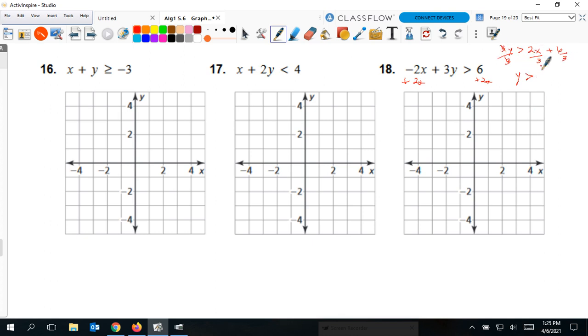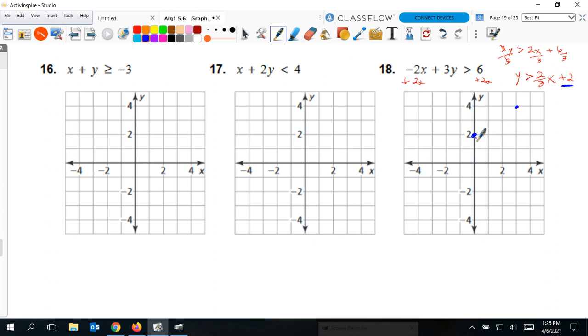Now we have a 2/3 is the fraction. 2/3 x, and then 6 divided by 3 is 2, so 2 is there. So this is our y-intercept right here, 2. We're going to plot that down first on the y-axis. And then our slope is 2/3. This is our m. So go up 2, and go right 3. They're both positive. Up 2 is positive, right 3 is positive, and there's another point.